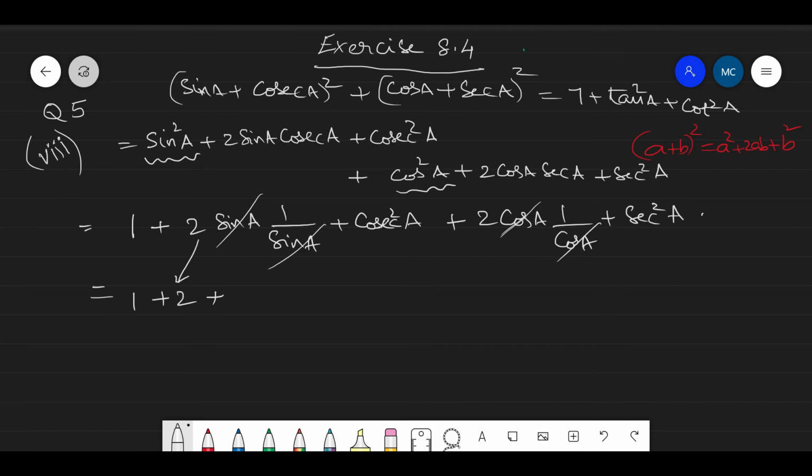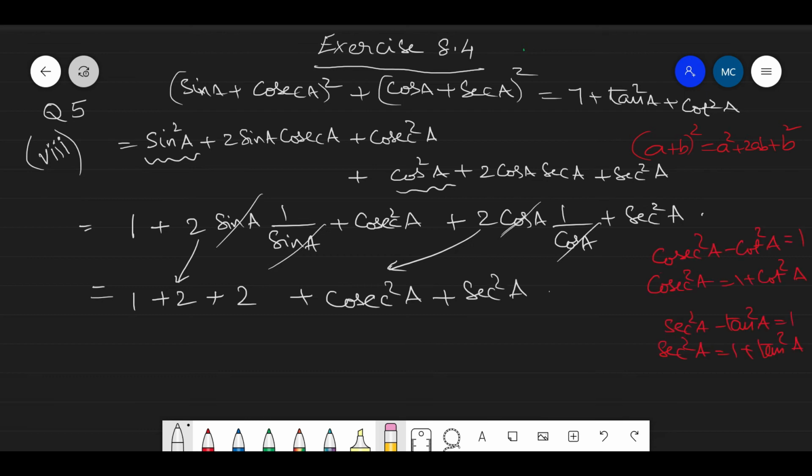And this one we are writing now, plus 2, plus this one is brought there and written here, plus 2, plus we are having cosecant square A plus secant square A. Here we are going to use the identities. Cosecant square A minus cot square A is equal to 1, and from that we get cosecant square A is equal to 1 plus cot square A. Similarly, secant square A minus tan square A is equal to 1. From that we get secant square A is equal to 1 plus tan square A. Those values we will substitute here.